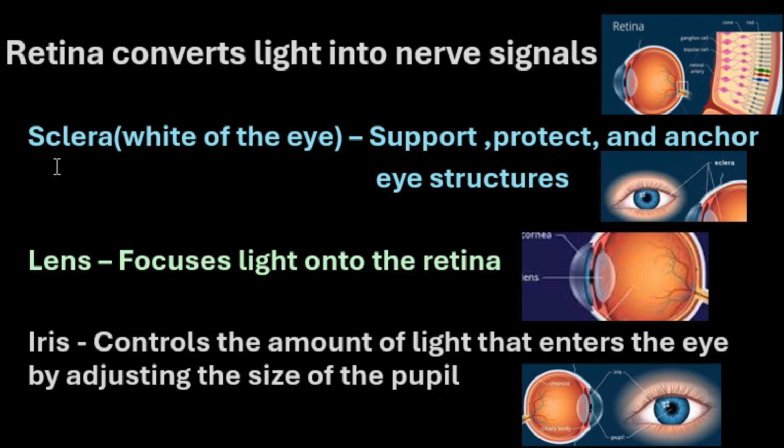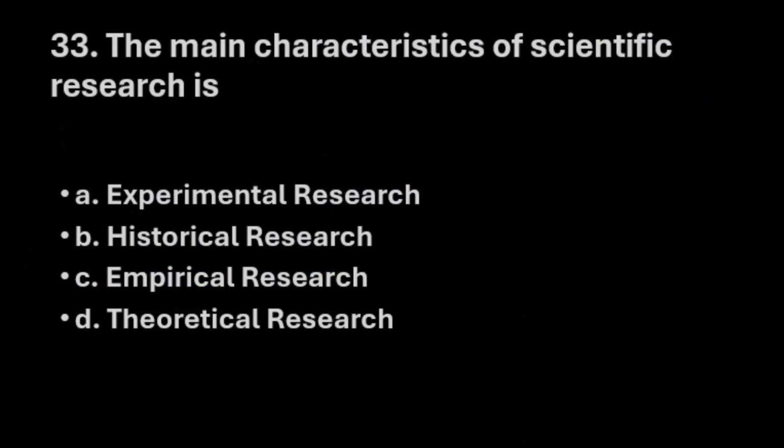Let us see the other portions mentioned in these options. Sclera, the white of the eye. You can see here, this is the white of the eye. It will support, protect and anchor the eye structure. Lens will focus the light onto the retina. Iris is the colored area. You can see the colored area of the eye. It controls the amount of light that enters the eye by adjusting the size of the pupil. So, these are all the different functions.